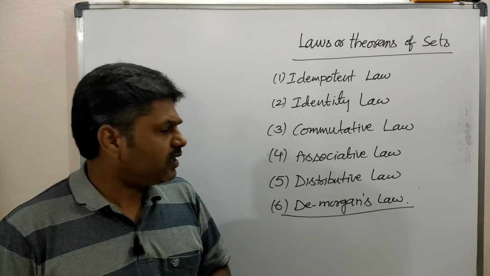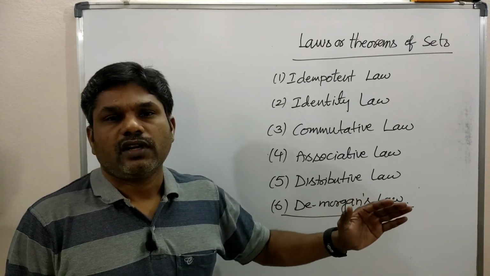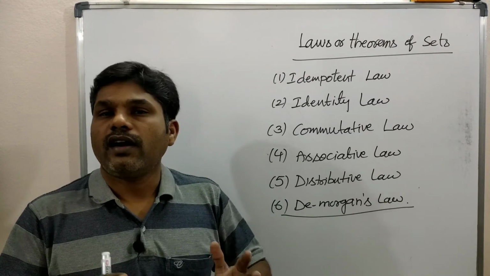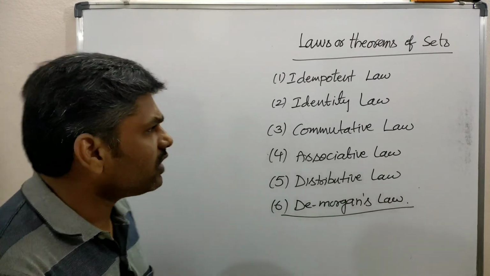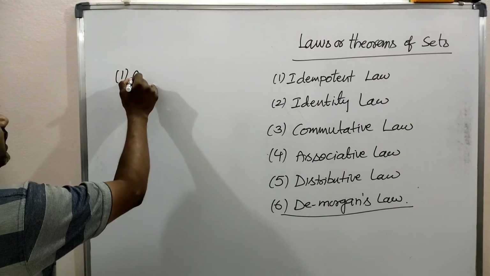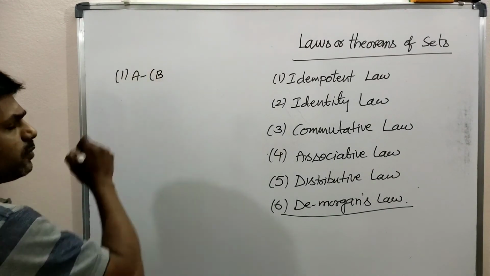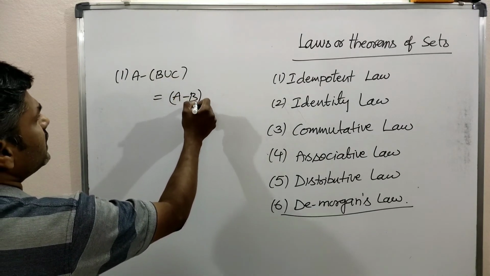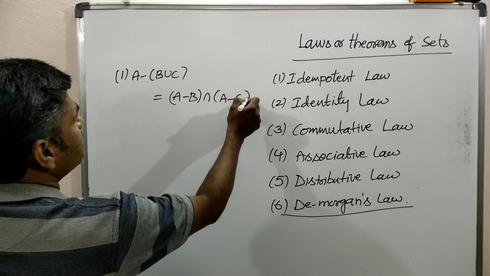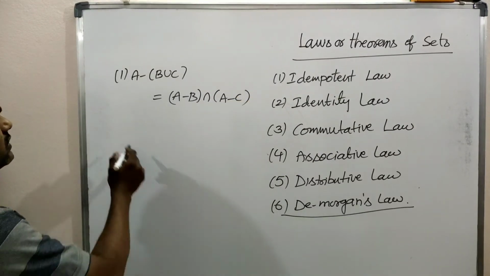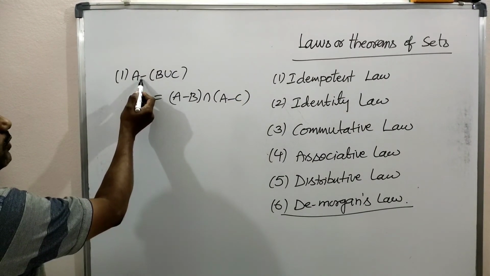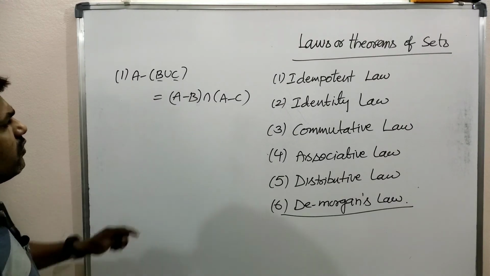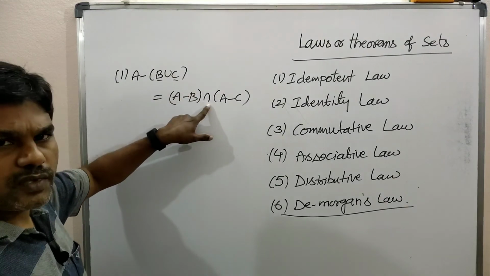Next and last important law is De Morgan's law. In De Morgan's law, if A, B and C are three sets, then De Morgan's laws are A minus (B union C) is equal to (A minus B) intersection (A minus C). This is the first De Morgan's law. Very simple. You have to apply this minus to the sets B and C. But after application, this union will become intersection.